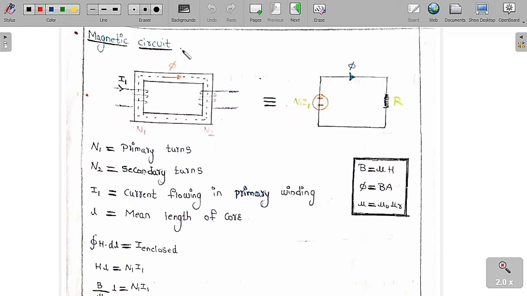The main aim of this lecture is to discuss the electrical machines formulas in a very detailed manner.